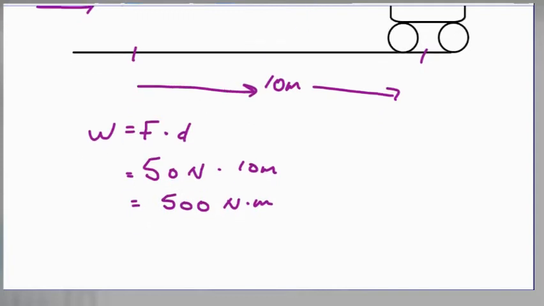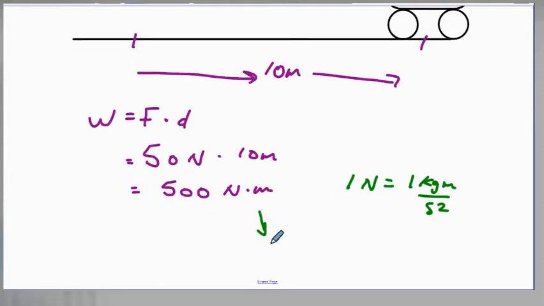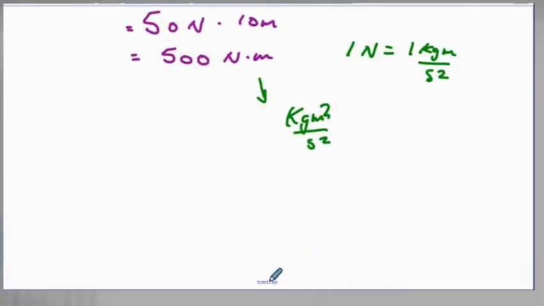Now, I do want to go through the units here for a second. First of all, what is a newton? Remember that 1 newton is 1 kilogram meter per second squared. So what we have in this example is a kilogram meter per second squared times a meter. So we have newton meters, or kilogram meters squared per second squared.